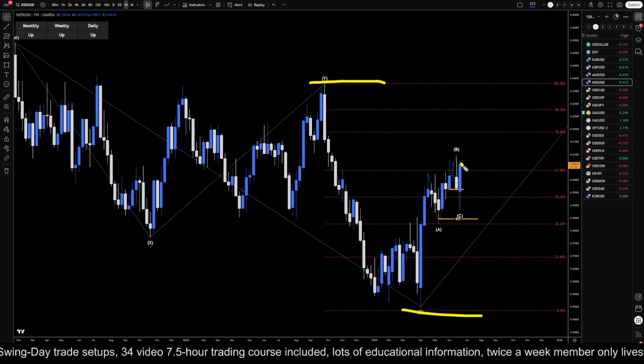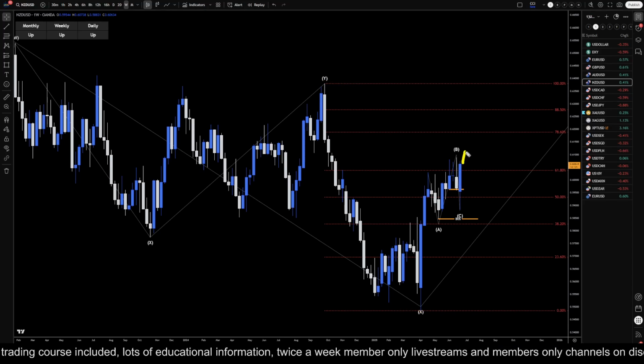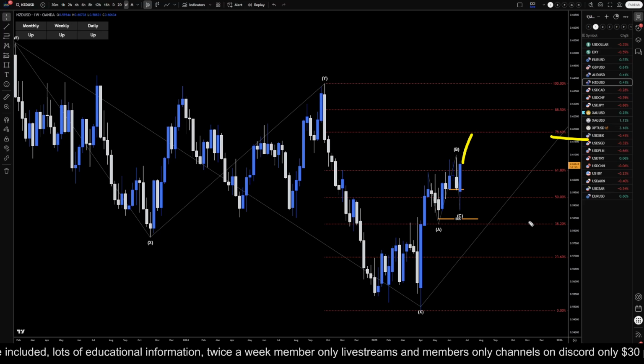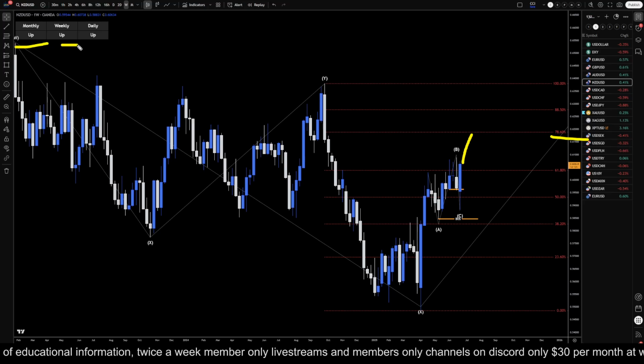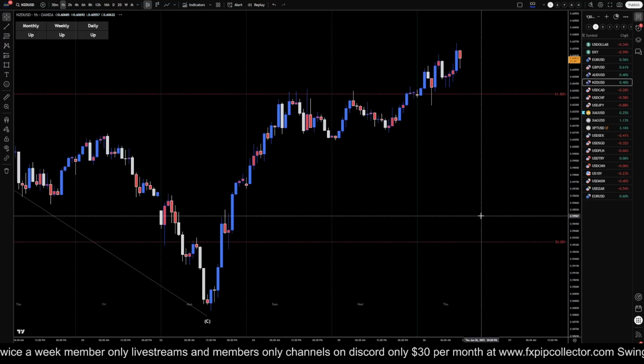Now, it could possibly pull back here and respect this area and make a much bigger move to the downside. But it could also just keep on pushing up to the 78% and beyond. When the monthly, weekly, and daily are all in uptrends, you have to be very, very, very careful about shorting.